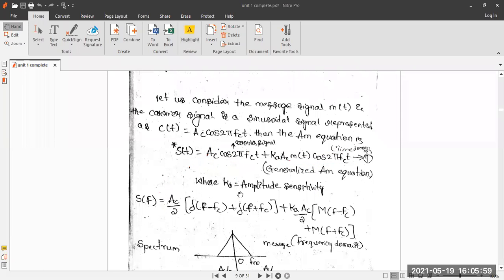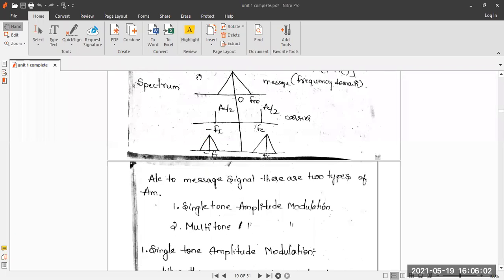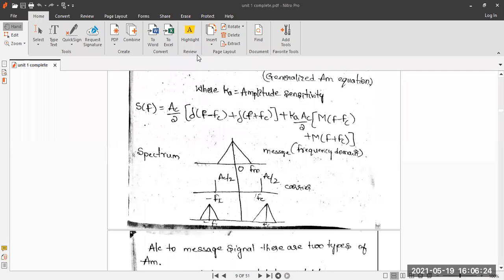And also in amplitude modulation, this is the message signal spectrum when we represent m of t. This m of t spectrum is shifted to plus fc and minus fc, high frequencies, where fc is the carrier frequency. So the message signal spectrum is shifted to plus fc and minus fc. This is the AM spectrum.